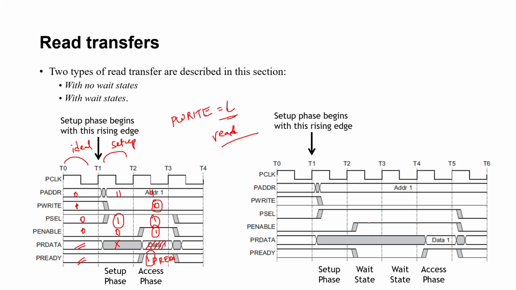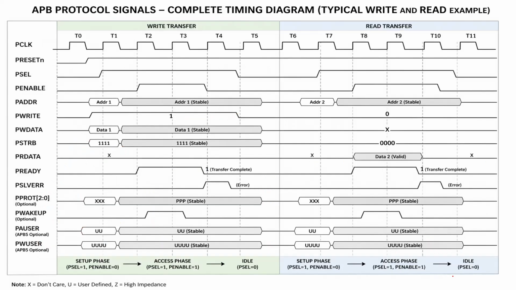Now with wait states, the ready signal should not be high here. In the next cycle, all the signals are also maintained as valid, and only at that time do we give the ready signal high. So that is called the read transfer. Understood? What about the read transfer and write transfer?